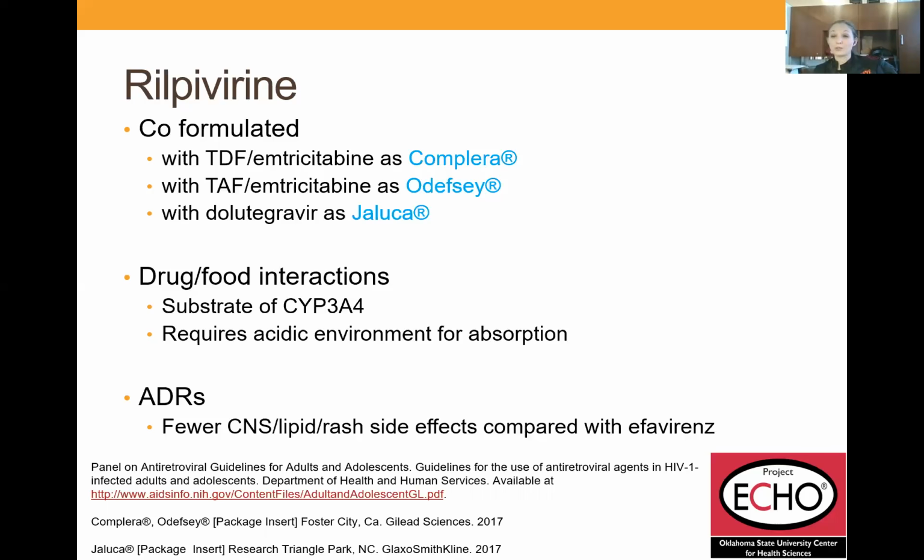And if a patient really needs acid suppression, get them off of rilpivirine and onto something that will allow that. There are fewer adverse effects compared with efavirenz. So you can see rash, you can see lipids, you can see CNS, but at a much, much lower rate than you see with efavirenz.